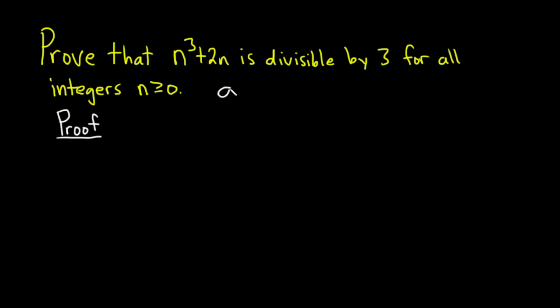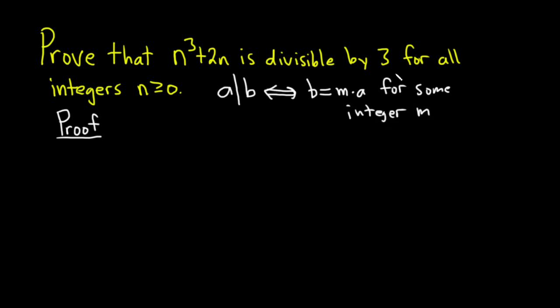So we say that A divides B, or in other words, B is divisible by A. This is the same thing as saying that B is a multiple of A. So B is equal to some integer, say M, times A, for some integer M. So A divides B means B is a multiple of A. So that's how we're going to think about it as we go through it.